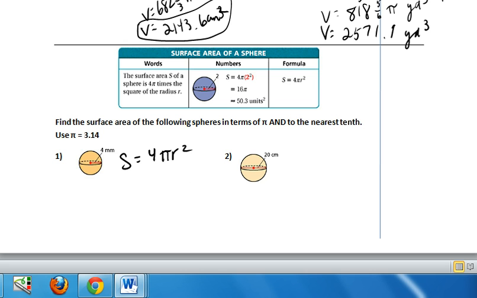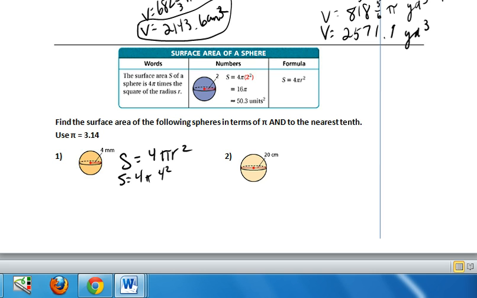Okay, let's first look at example number 1. Surface area is 4 pi times the radius squared. And in this situation, the radius is 4 millimeters. So this should be your second step. Remember, we don't solve anything out yet. We're just plugging in on this step.